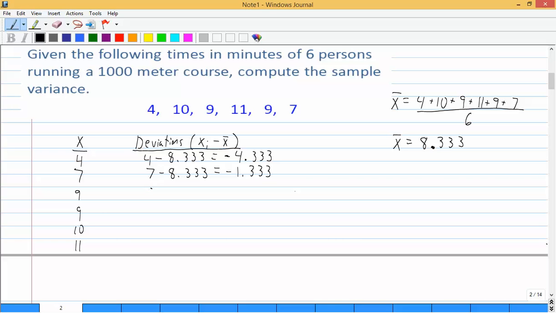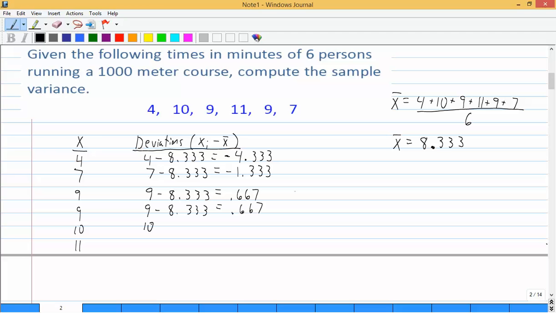Alright, then 9 minus 8.333 is going to be 0.667. And then we have another 9. So that's really the main reason that I sorted this. You can see if you have to do one calculation, you'll only have to do it the one time. Just write it down twice.